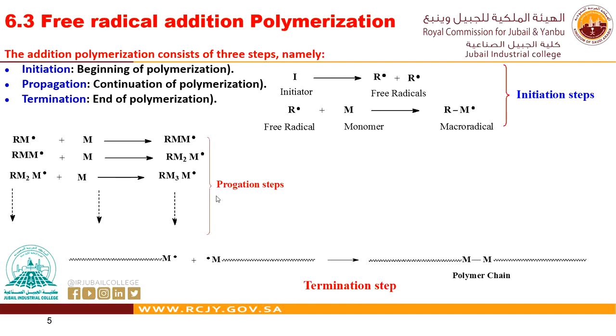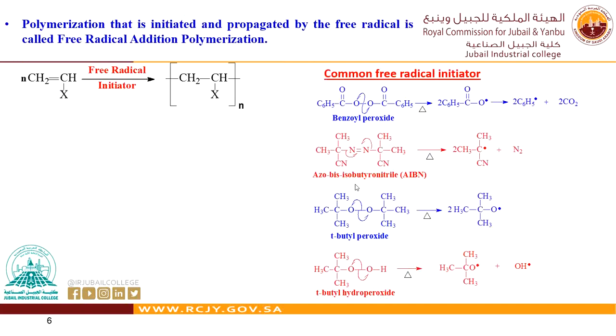The steps are the same. The only difference is here we have a free radical, in cationic polymerization we have a cation, and in anionic polymerization we have what? An anion. Now, this is what I've said before, the definition of a polymerization that is initiated, which means started, and propagated, which means continued, by a free radical is called free radical addition polymerization.